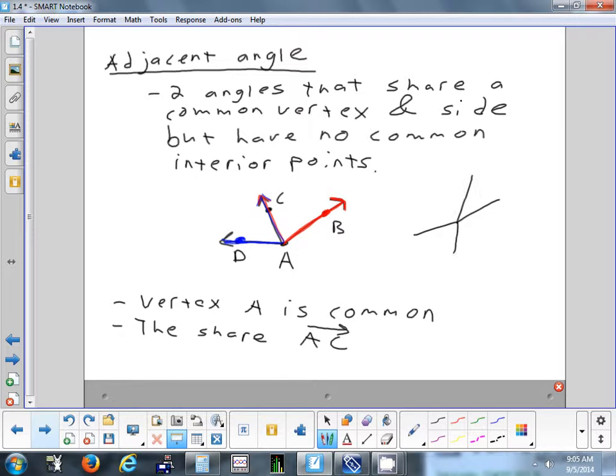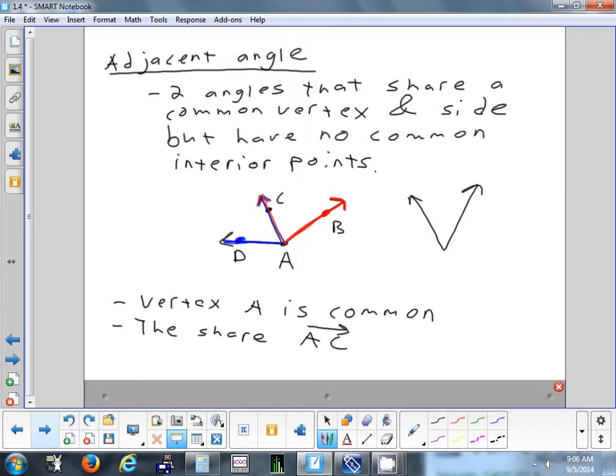Would those be adjacent angles? What do you think? Talking about this one and that one. No. What do they share? They share the same vertex. They do share a vertex, but they don't share a common side. Okay. Let me show you another example.